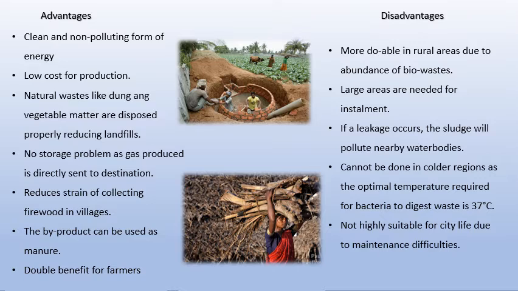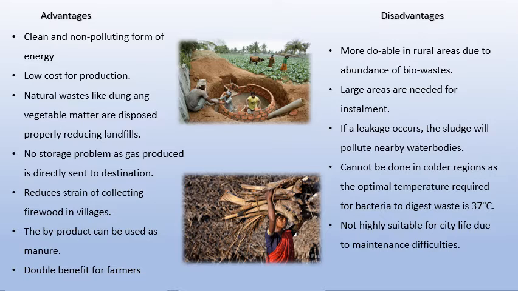If a leakage occurs, the sludge will pollute the nearby water bodies, which is a huge disadvantage. The digestate or the remaining sludge, even though it's a good biofertilizer, if it moves into any underground water body, because the storage tank is already underground, if it breaks open, it goes and mixes with underground water bodies and will pollute them significantly. It cannot be done in colder regions because the optimum temperature required for digestion to take place is 35 to 37 degrees centigrade. So more than 30 degrees centigrade is required for this to happen, and if it's a place below that, it's going to be very difficult.